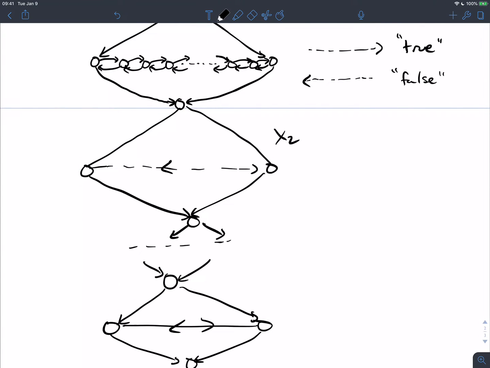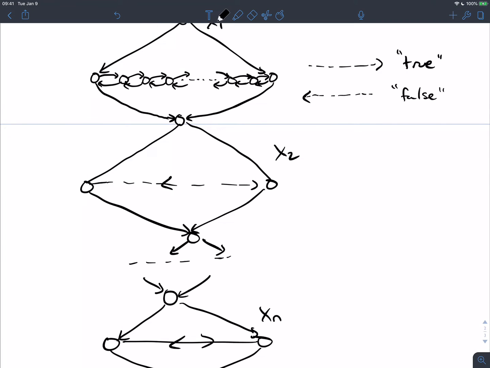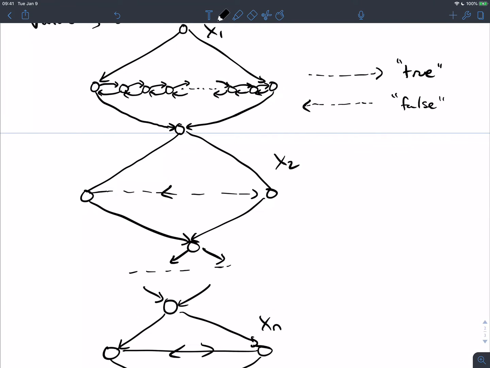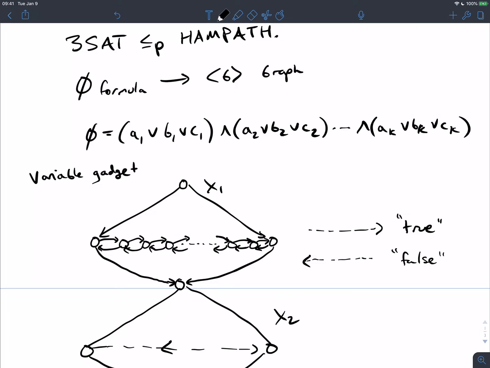Okay, so again, each of these gadgets is going to be identical. It's going to have all these middle vertices in each of the variable gadgets, and we're going to make one variable gadget for every single variable. Okay? Question for you. How many Hamiltonian paths, if there are n variables, are there from the top vertex all the way to the very bottom vertex? Well, I have two choices for the first one. Whichever one I pick, does it matter what I pick for the second one? No. So in fact, how many Hamiltonian paths are there? For a formula with n variables, how many ways could I assign truth values to the n variables?